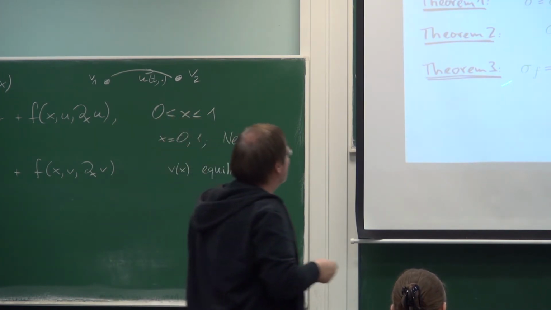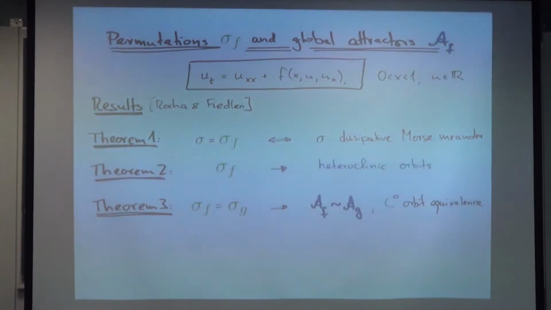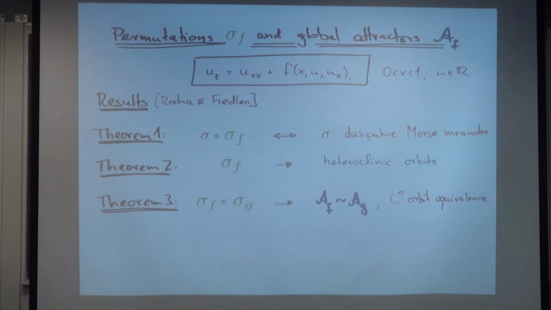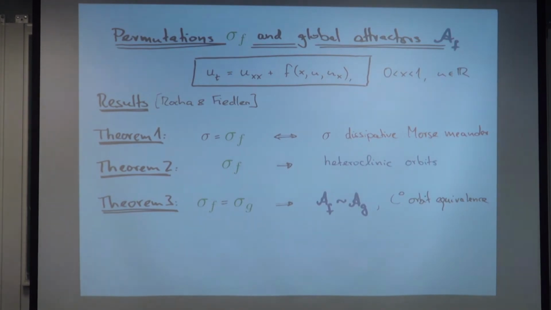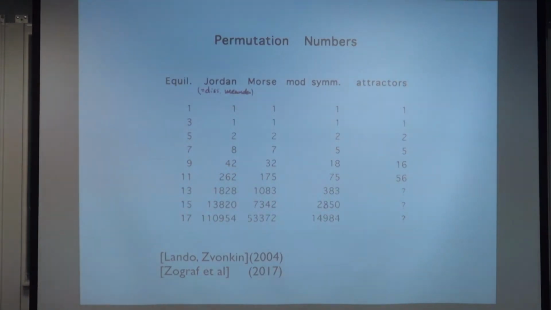And I did. And the next theorem says, if the permutations are the same, then the attractors are the same. They are C0 conjugate. This is another type of rigidity, if you like. The discrete information already tells you, up to homeomorphic continuous classes, what the attractor looks like. Okay? So this is how we go from permutations to the PDE, and then you can do numbers and calculate.